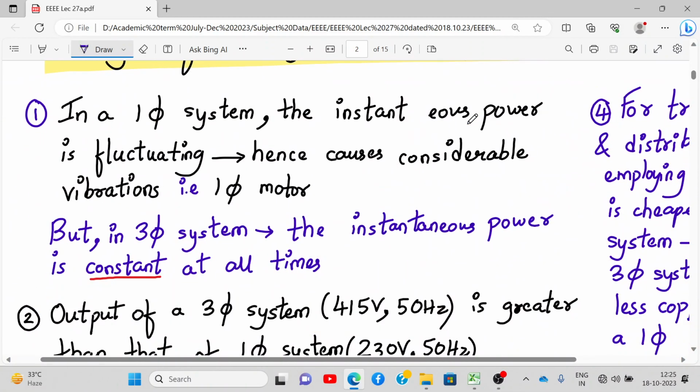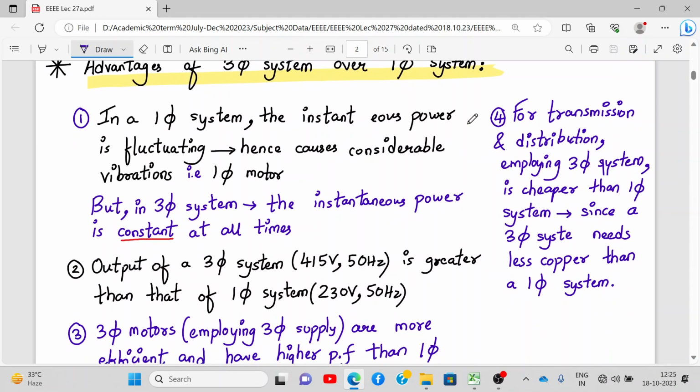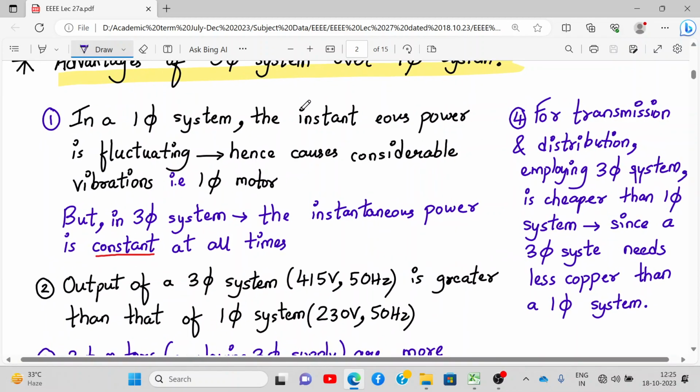Now listen. Don't just write. Listen. Advantages of a three-phase system over single phase. Just listen. In the single phase system, I think some cuttings are there. I did this last semester, so I thought why not use it? I cannot dictate this to you, so I have used the same PDF as I used last semester. But whatever I need to tell you, I will draw it. Don't worry about it.